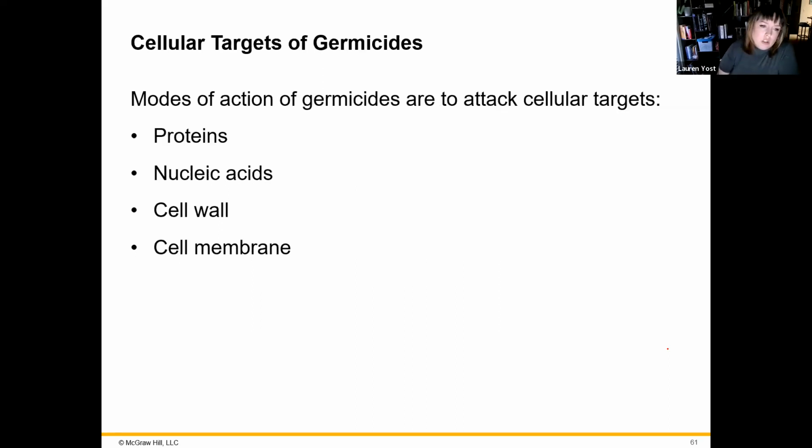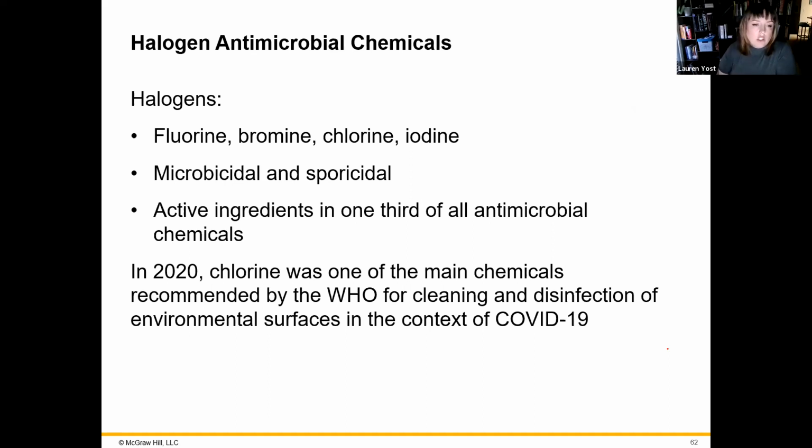So the germicides are basically going to target similar things to what the physical ones are going to be targeting. So these will be targeting proteins, nucleic acids, cell walls, and membranes again. The halogens, this includes fluorine, bromine, chlorine, and iodine type molecules. These are microbicidal and sporicidal, so they can be used to sterilize if used properly. These are active ingredients in about 1/3 of all antimicrobial chemicals that are being used.